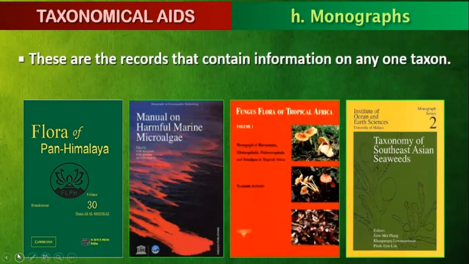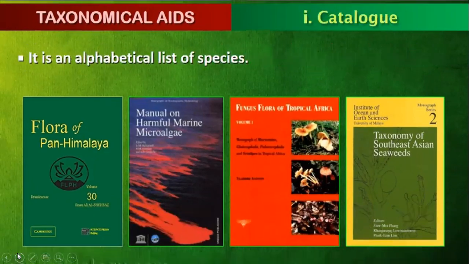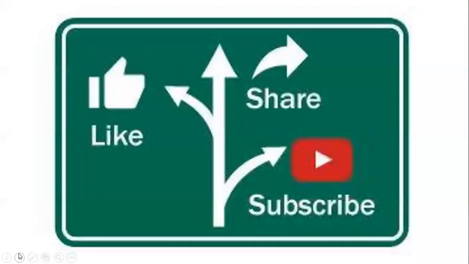Monographs: a record that contains information on any one taxon. Catalog: an alphabetical list of species, an arrangement of species in alphabetical order.